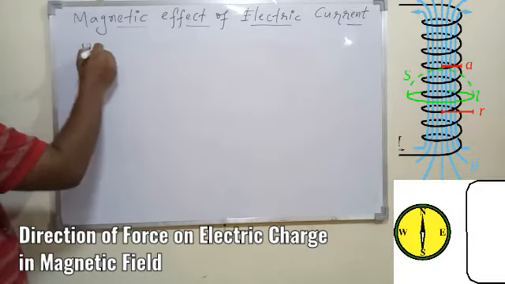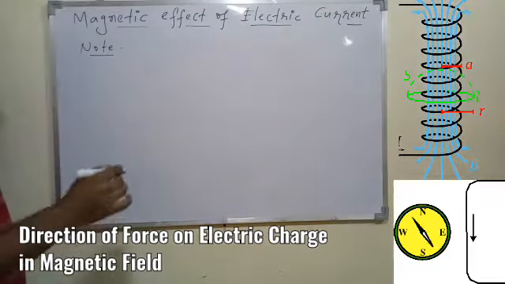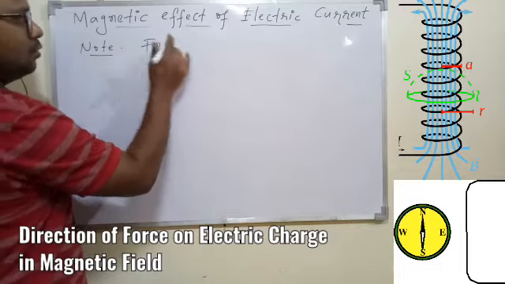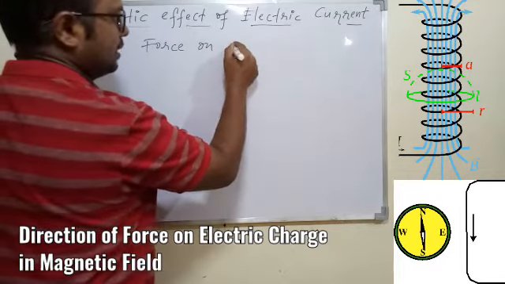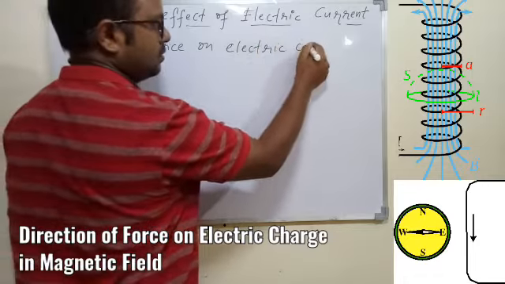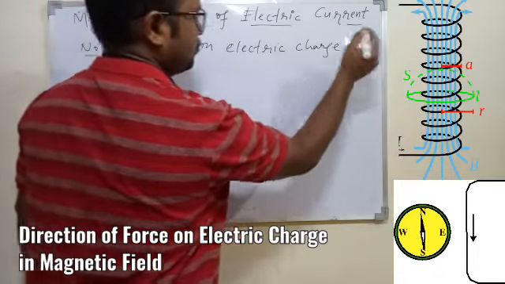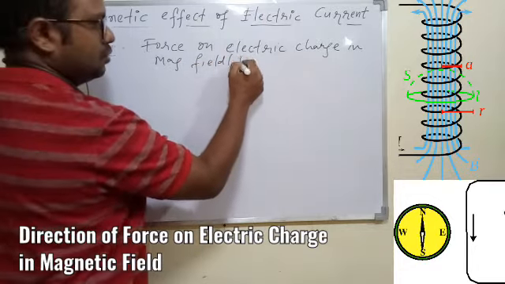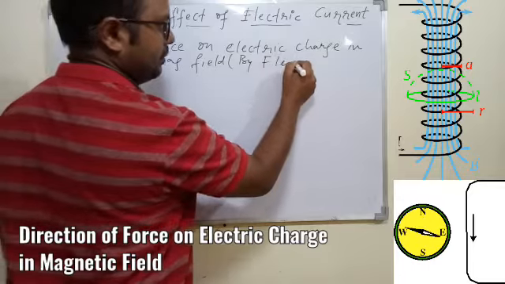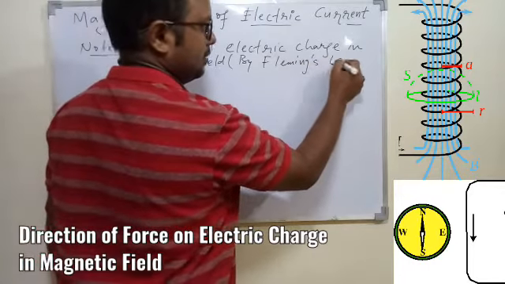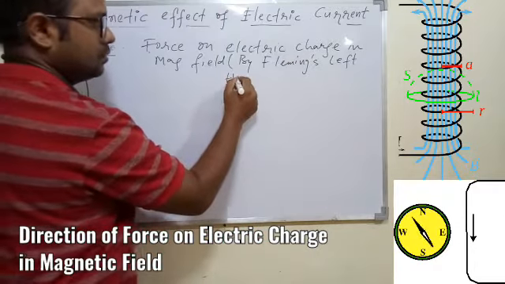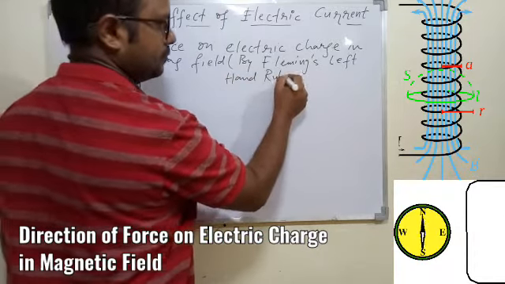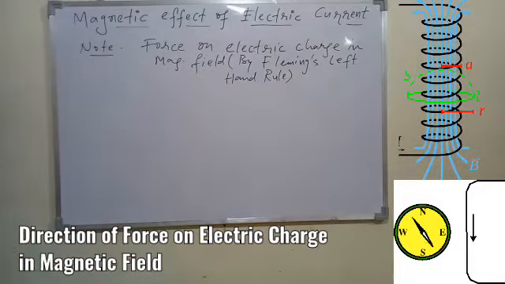So in the note we can say, force on electric charge in magnetic field, by Fleming's left hand rule only. The same rule will help us to identify it, and we will not have much discussion because we already understood Fleming's left hand rule in the previous class.